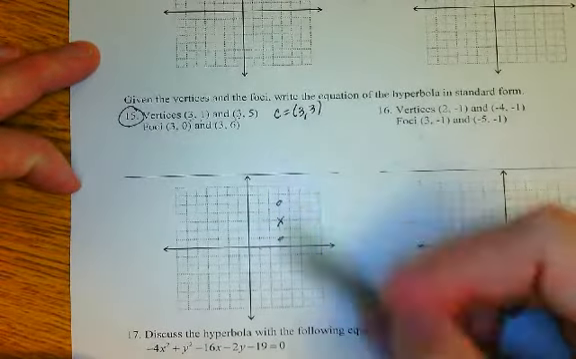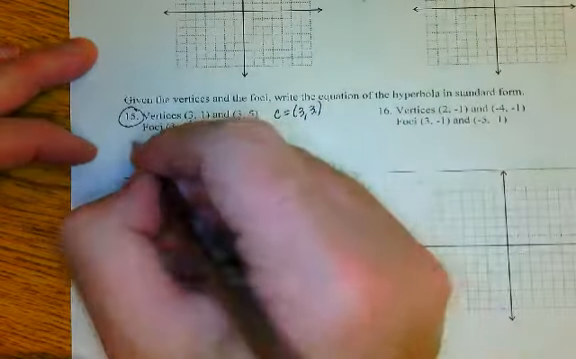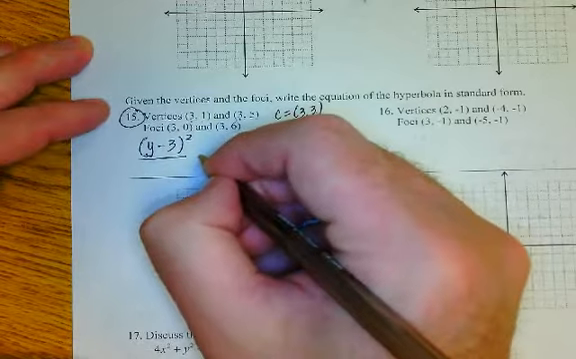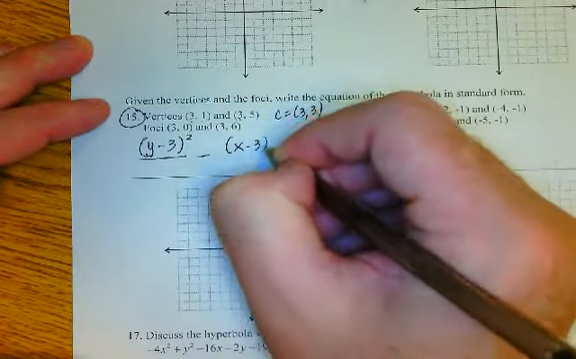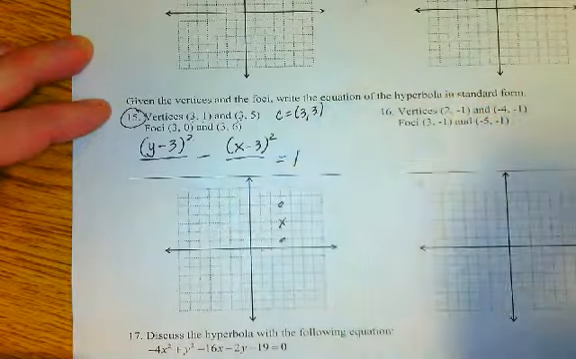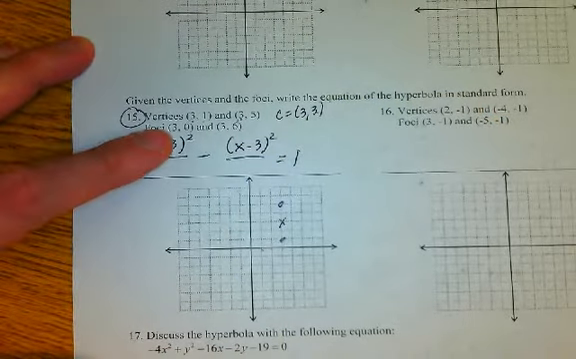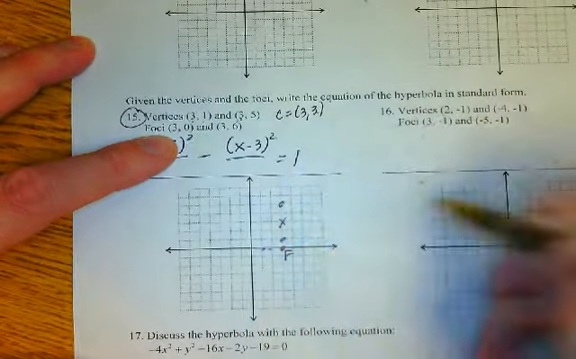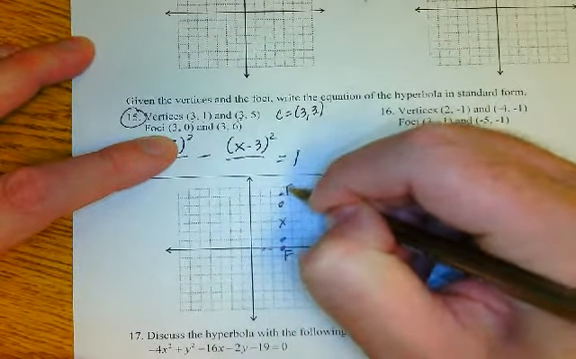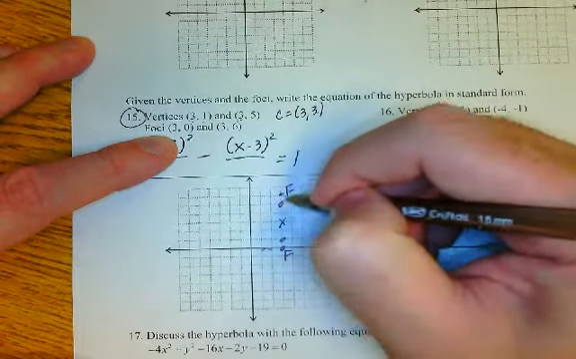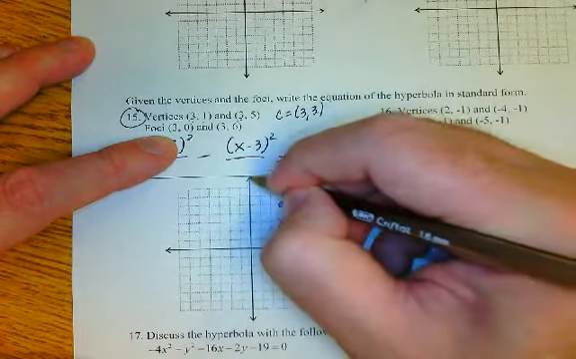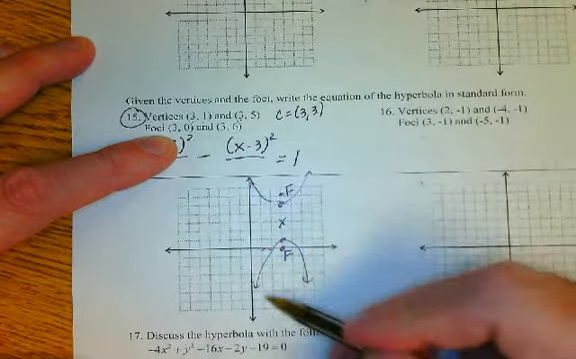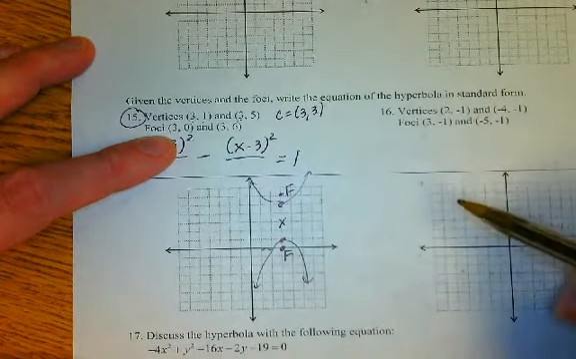Now I can start writing my equation. I know it's going up and down, so the y value must come first. So it's y minus k squared over something, subtract x minus h squared over something, equals 1. Now it's telling me my focus is at (3, 0). So 1, 2, 3, 0, there's a focus. And (3, 6), there's a focus. So in essence, my hyperbolas are going to open up and down somehow. I don't know exactly where, so I'm just sketching so you can see what's going on.